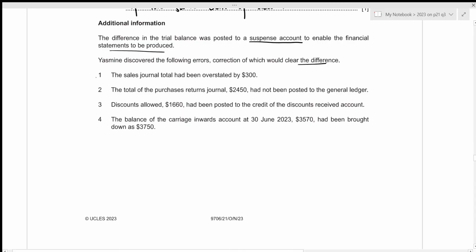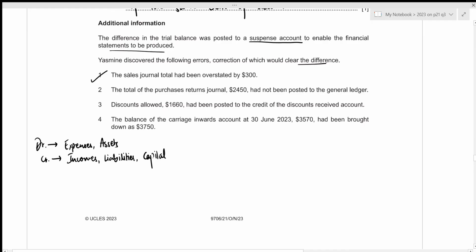Okay, let's have a look at our first question. The sales journal had been overstated by 300. And always remember that within our trial balance, the debit side will include all of the expenses as well as assets, whereas the credit side will include all of the incomes, our liabilities, and capital.